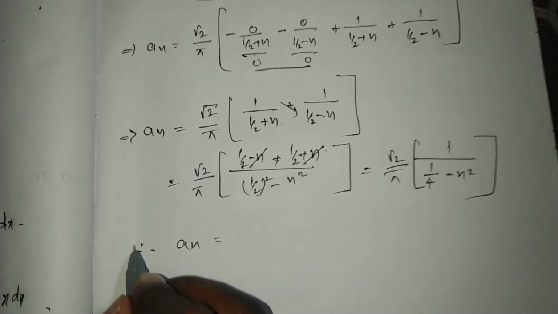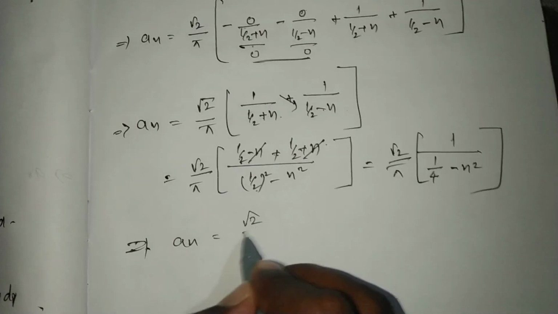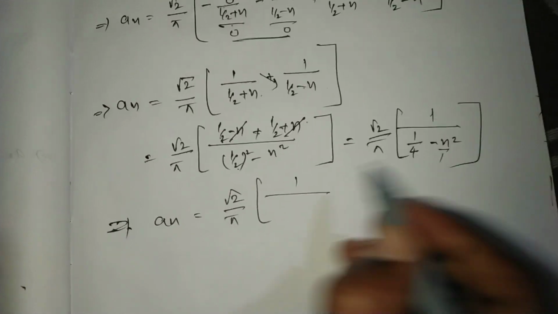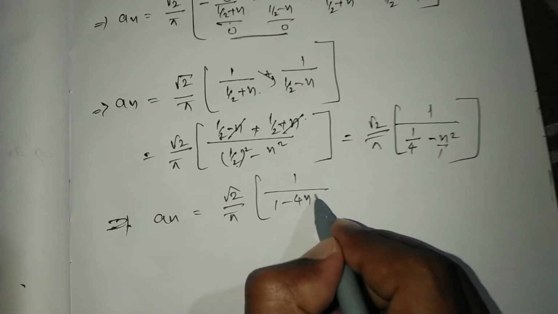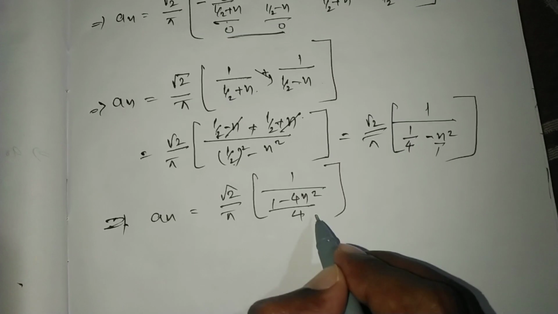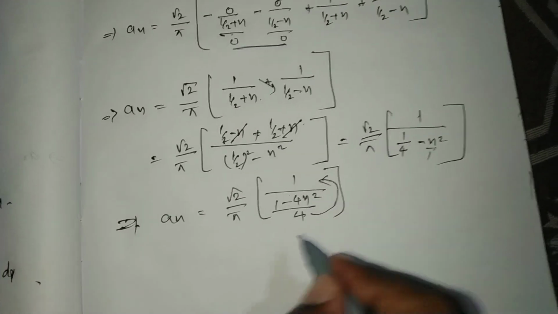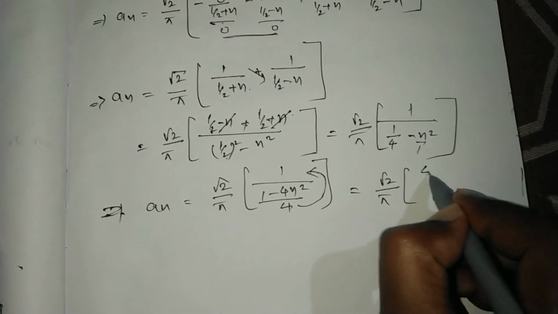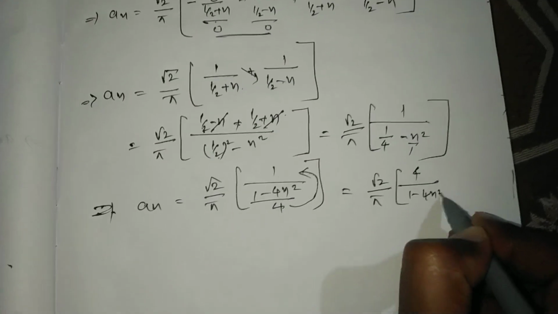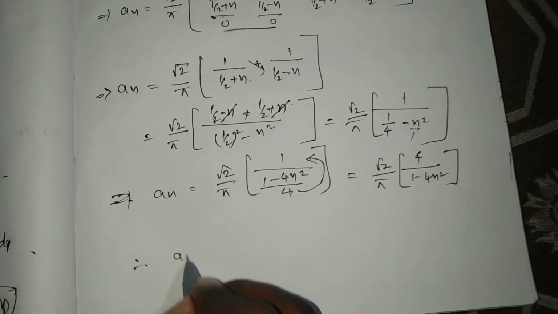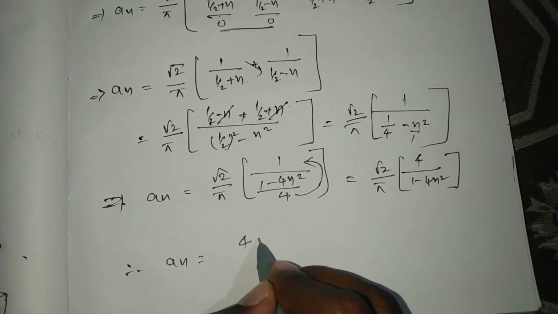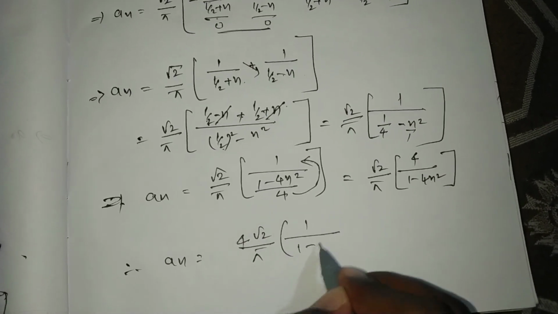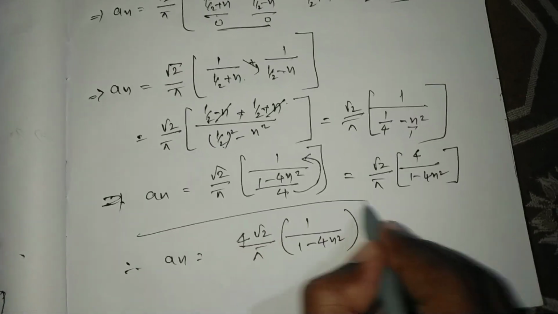an is equal to root 2 by pi times of 1 upon, taking LCM here, (1 minus 4n square) by 4. So this denominator goes to the numerator. That is equal to root 2 by pi times of 4 into 1 upon (1 minus 4n square). Therefore an is equal to 4 root 2 by pi into 1 by (1 minus 4n square). This is the an value.